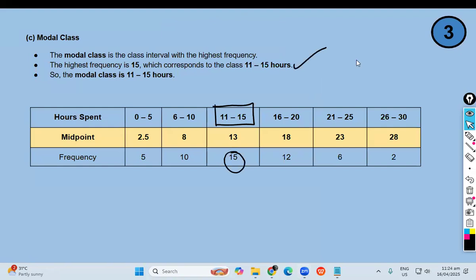The actual answer is 11 to 15, the one that contains the highest frequency. No, the answer is just 11 to 15, not 13 point anything. The modal class.